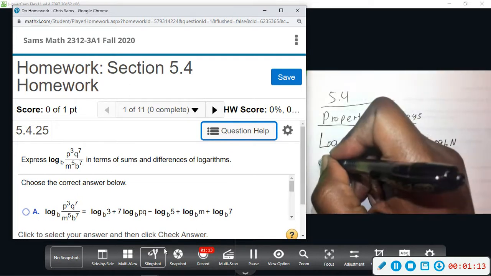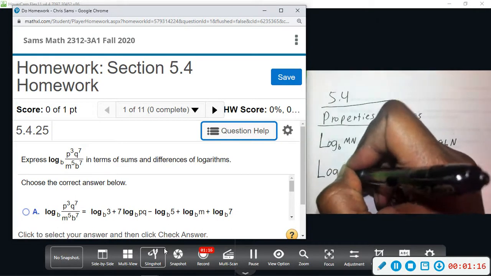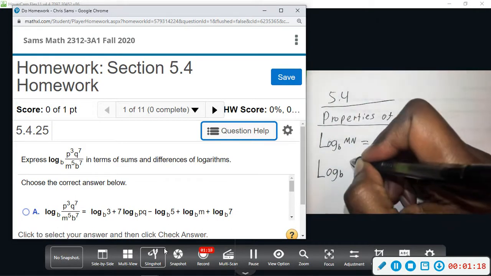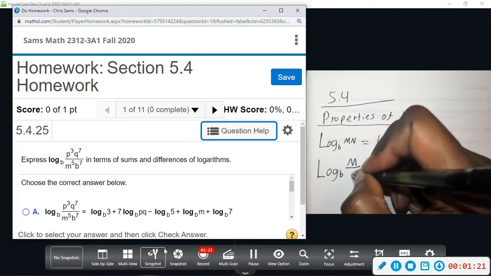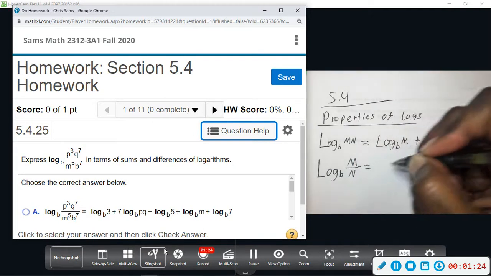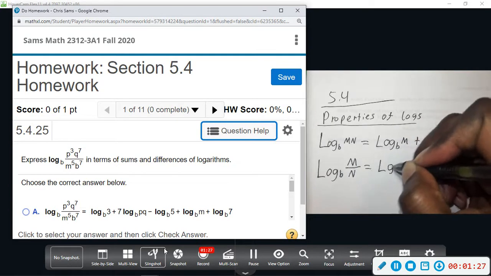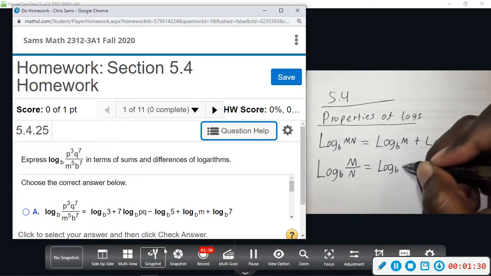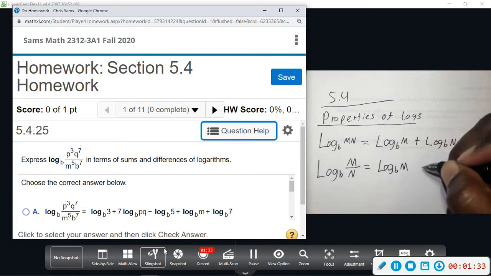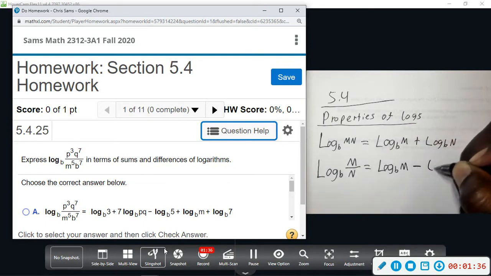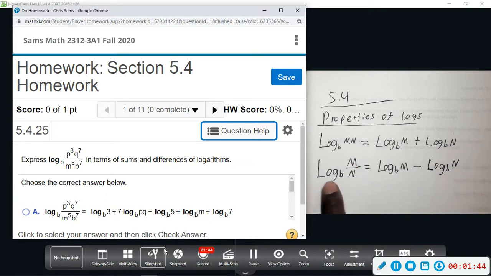The next property: we take log base b of m divided by n. That gives us log base b of m, and then division will convert to subtraction, minus, they both get their own log, log base b of n. So when you have one log with division, you can write it in expanded form as subtraction. One log with multiplication, you can write it in expanded form as addition.